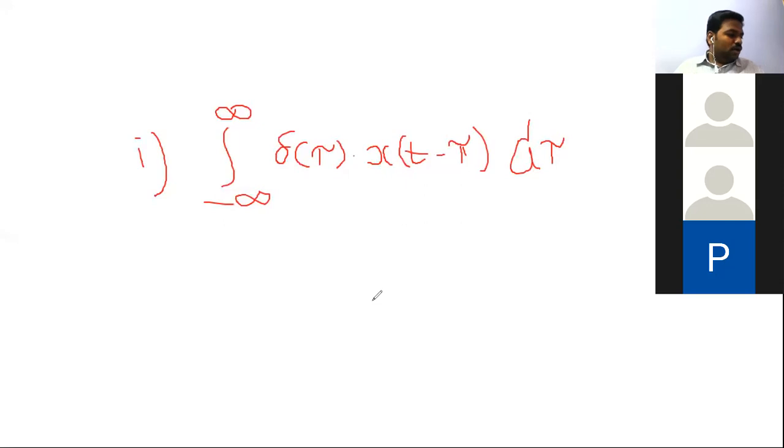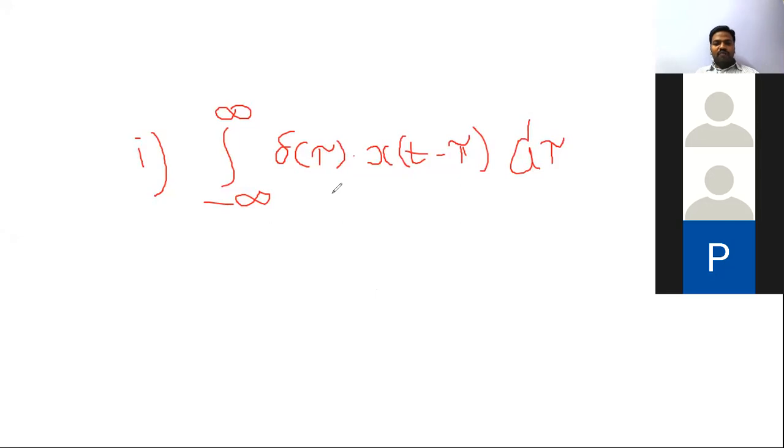Okay. Evaluate the following. Simply, you will get this problem in your university exam. Evaluate means you are asked to solve the problem and give the answer. Now tell me, is anyone able to give me any direction for solving this problem? Do you know what is delta of tau and what is x of t minus tau?